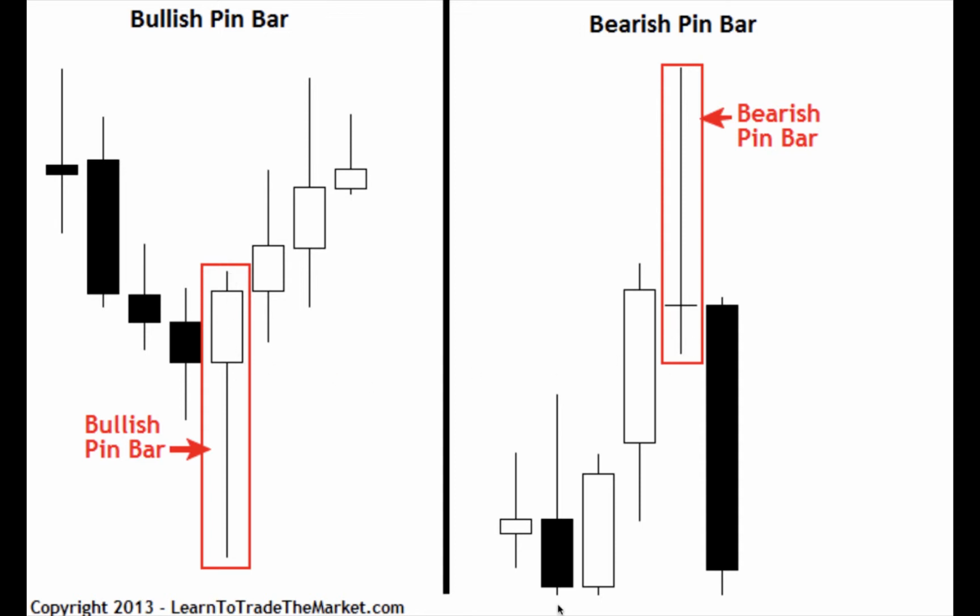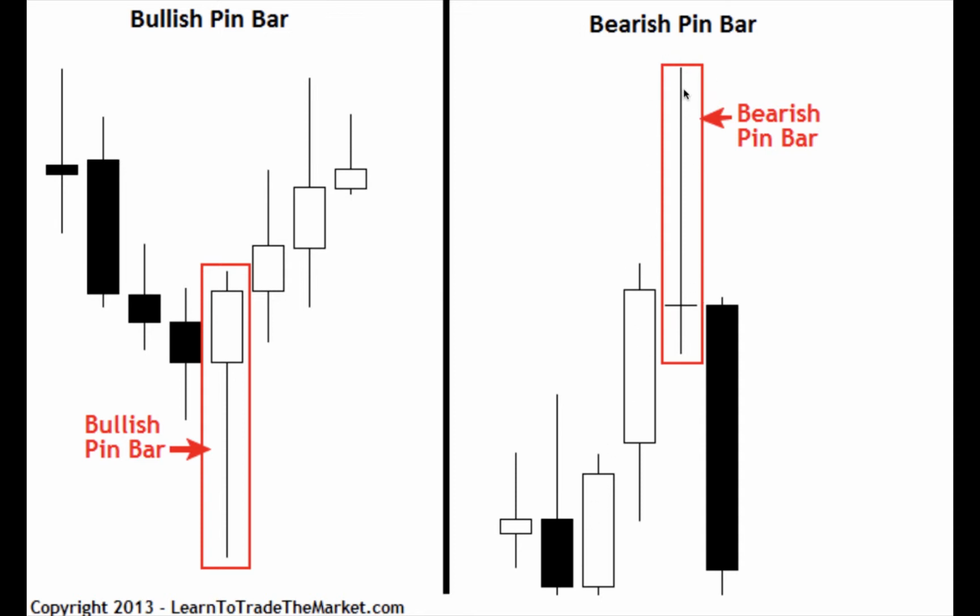So over here, we're in a bearish trend. We hit some serious resistance, and we see this, which looks kind of like a dragonfly doji. But it's a bearish pin bar. It's the opposite of a bullish pin bar, okay? This one's found in a downtrend at the end of a swing low. This one's found at the end of a swing high.